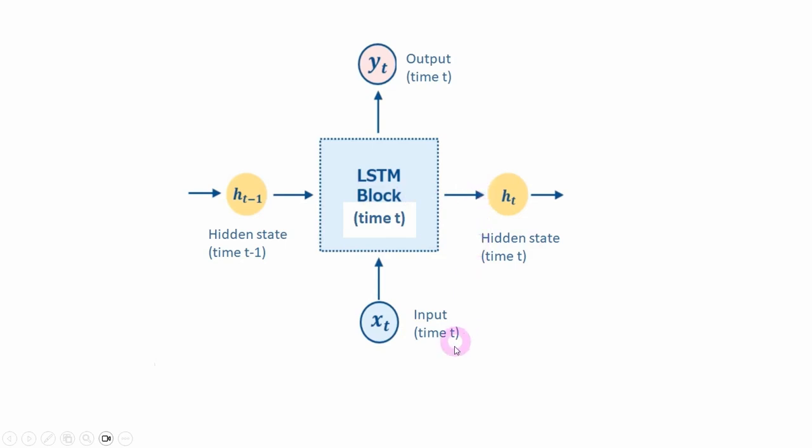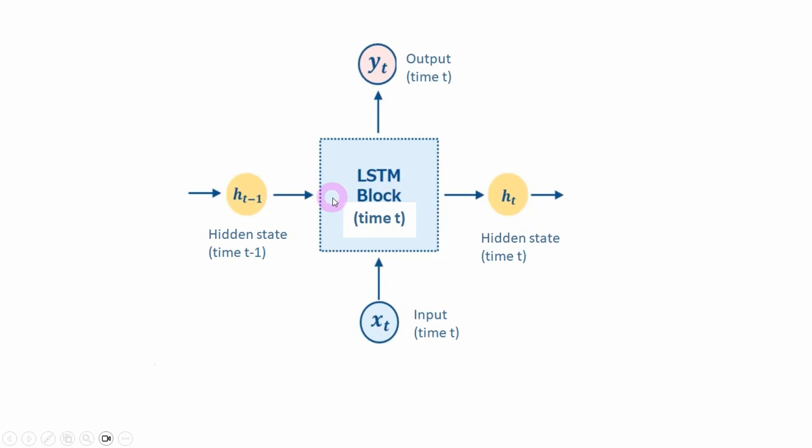Here, we see a much simpler way to draw an LSTM. Basically, it's just a block, the LSTM block at time t. It has an input xt coming in and an output yt being calculated. It also has a hidden layer state ht, which is passed forward to the next time step, and the previous hidden state ht-1 comes in from the left.